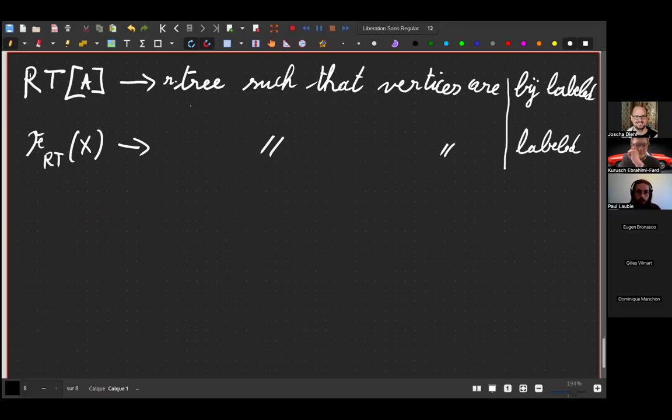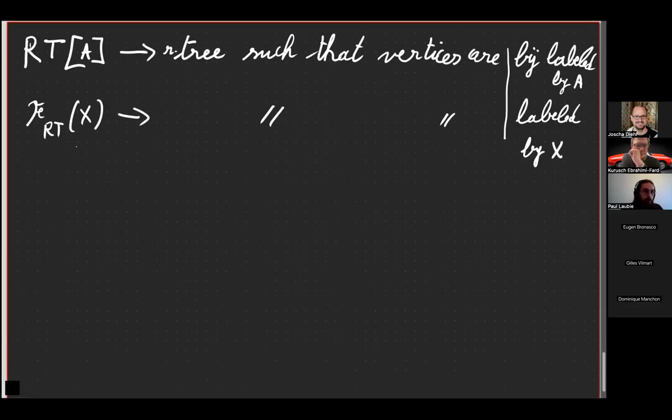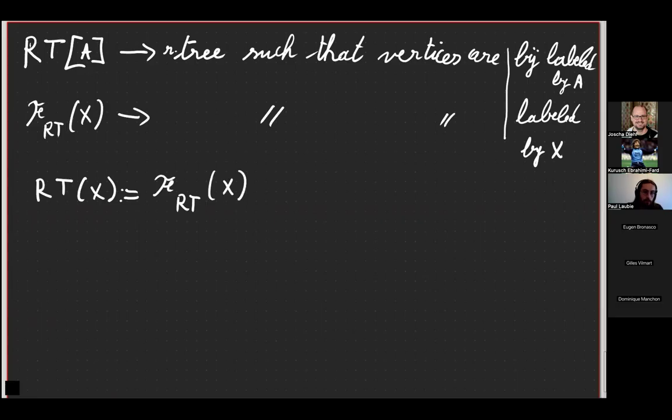So here it is bijectively labeled by A, and here it is just labeled by X. And so maybe now you understand why I denoted it this way. I will denote RT of something of X, I will denote f of RT of X.